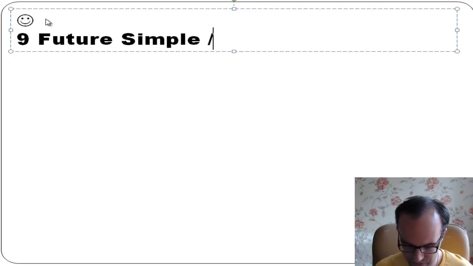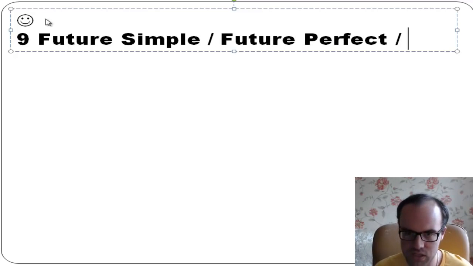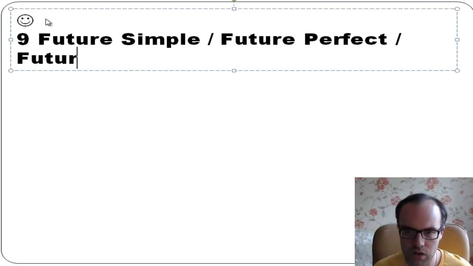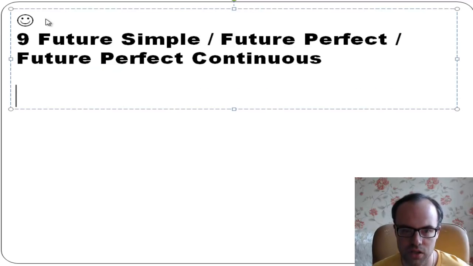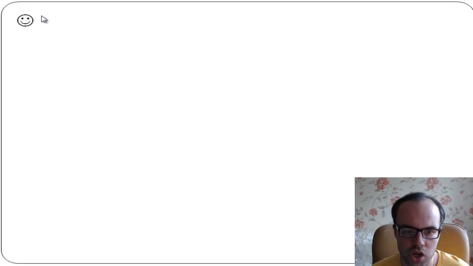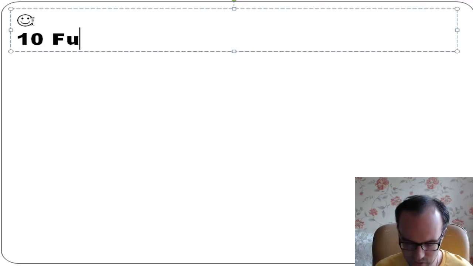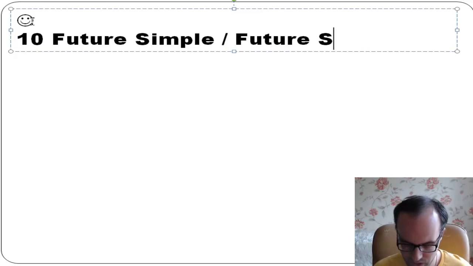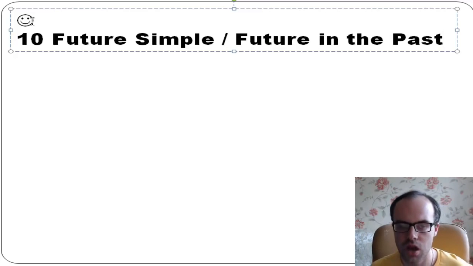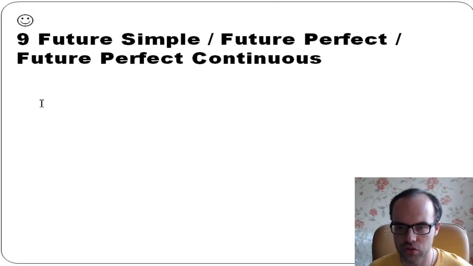So future simple, future perfect, and future perfect continuous. And I remembered also one thing that we need to talk about: future and future in the past. So future simple and future in the past. This situation is also very important, and I know that students often make mistakes while talking about it. So I don't want you to make mistakes.